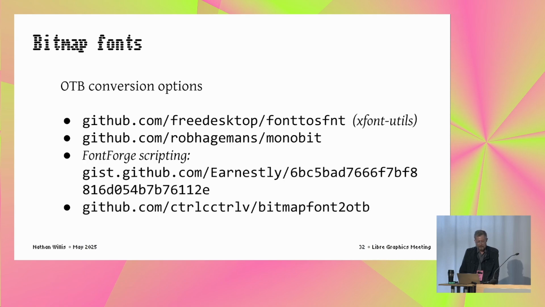I have found a few things that actually will generate an OTB. And by the way, the file name doesn't mean anything there. I mean, the extension doesn't. It's just an OpenType font. The first one there is from the Xfonts people. It's just a converter on the command line. Monobit is a lot more advanced. It's an ongoing, well-developed project. You can do a little bit of FontForge scripting, which is the third item there. Unfortunately, that's just a gist, but it's there and workable.